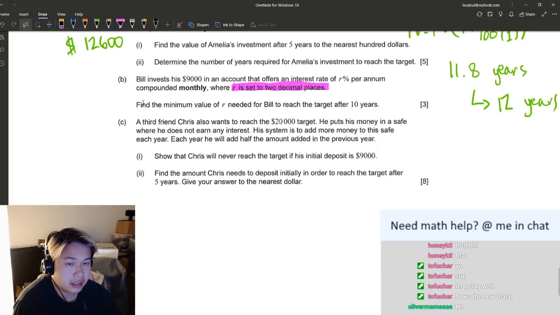Okay, find the minimum value of R needed for Bill to reach the target after 10 years.